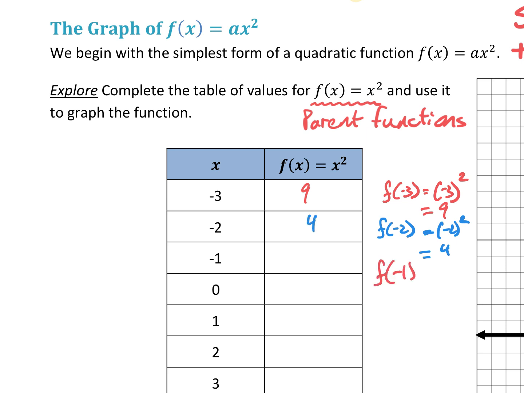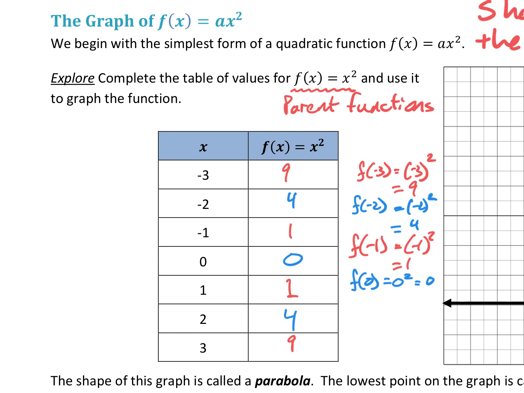And this is what we call a table of values. F of -1 is -1 squared, and that is 1. F of 0 is 0 squared, and that is 0. All right, so on and so forth. F of 1 is 1 squared, which is 1. F of 2 is 2 squared, which is 4. F of 3 is 3 squared, which is 9. All right, so after we evaluate all of these, we plug in x, we get these y's.